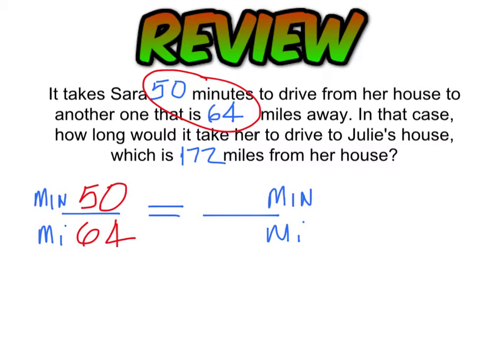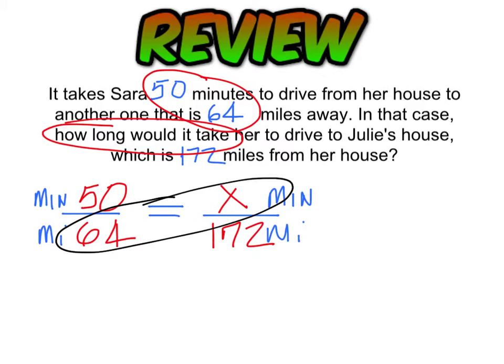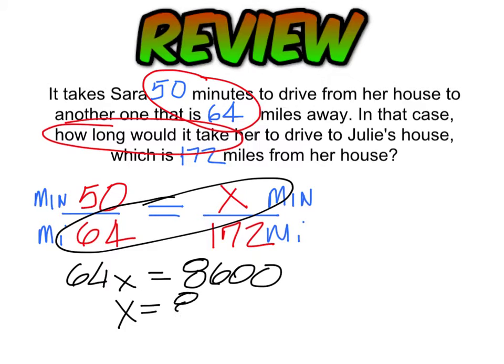Now on the next trip she's going to take, how long would it take? Refers to minutes or miles? Minutes. Yeah, how long will it take is time. So we put an X there and the 172 miles on the bottom. Cross multiply to get 64X equals 50 times 172. 50 times 172 is 8,600. To solve for X, you divide 8,600 by 64.